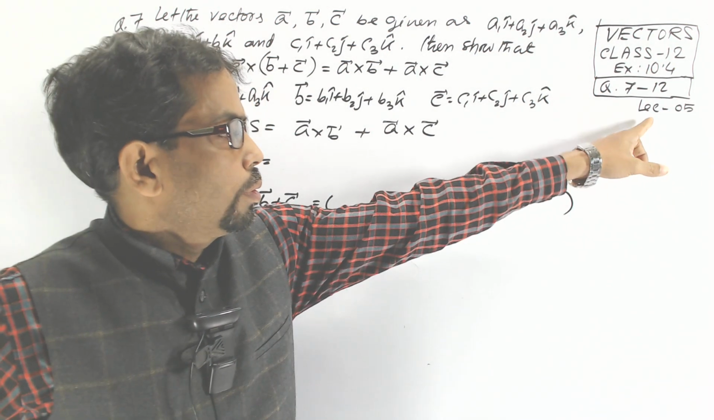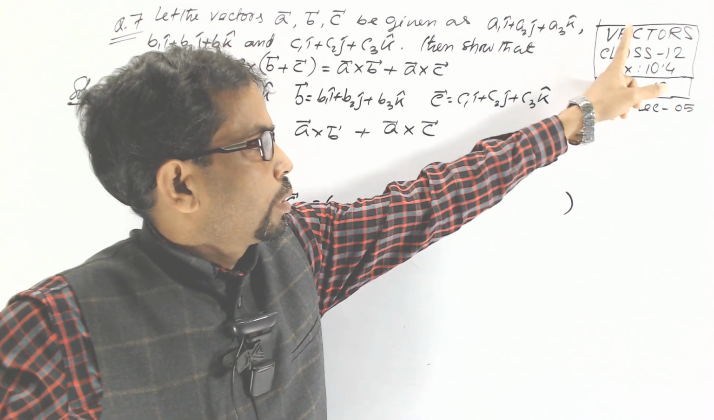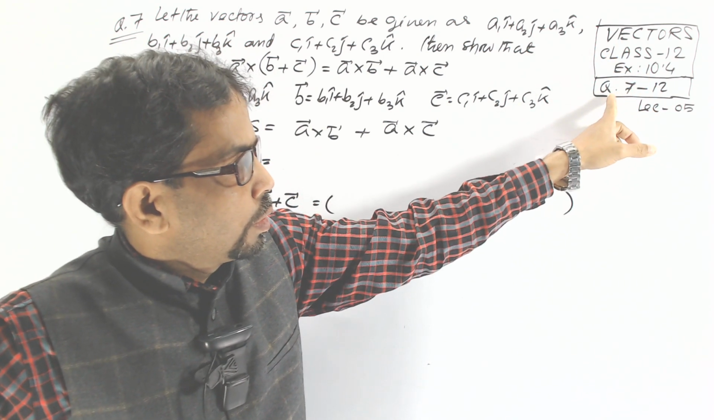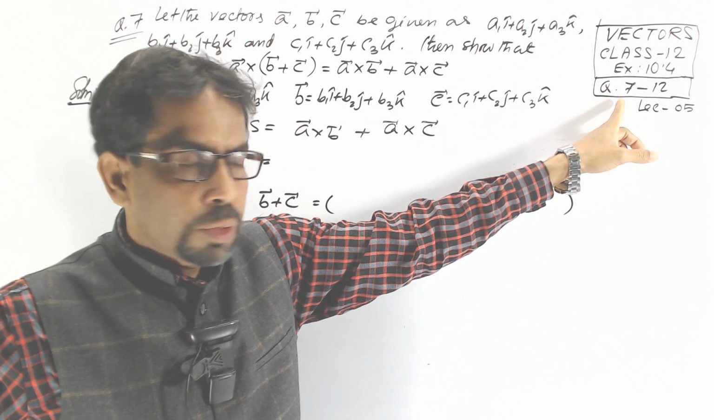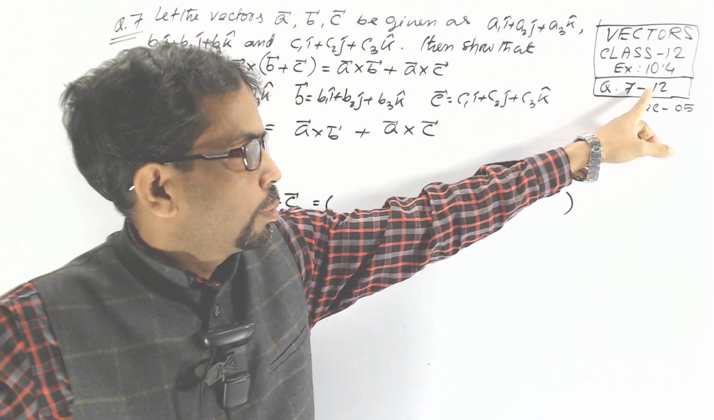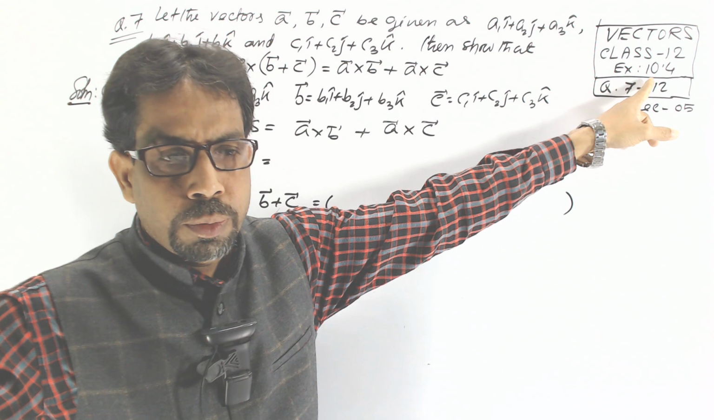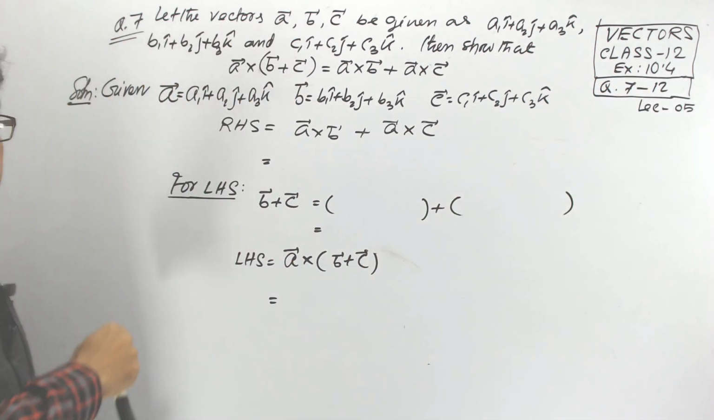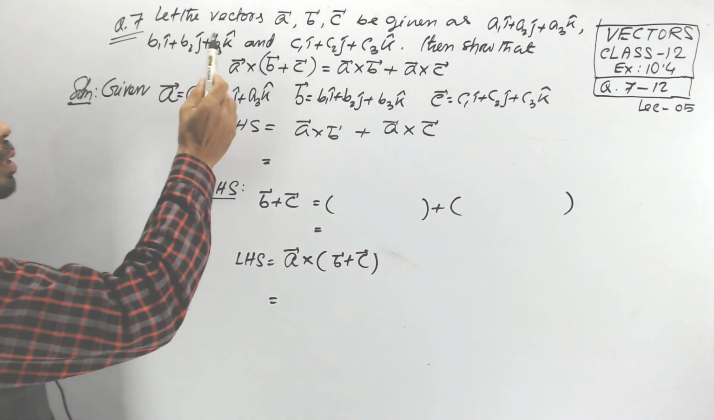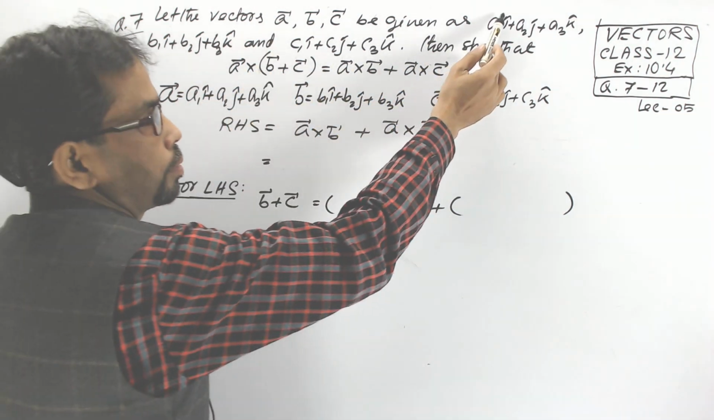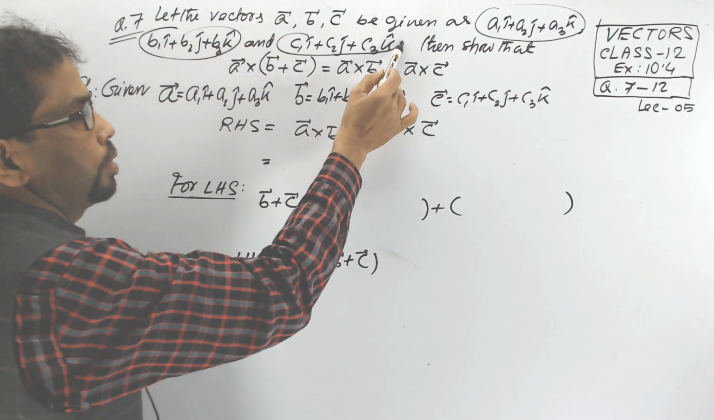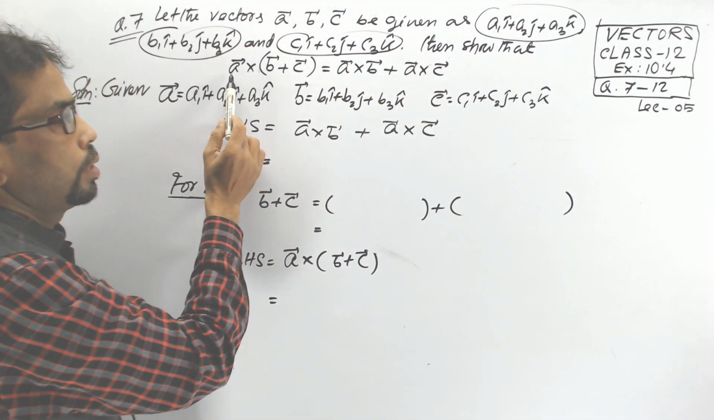This is the fifth lecture on vectors, from class 12 maths exercise 10.4, and this video contains the solution of questions 7 to 12 of exercise 10.4. I am starting with question number 7. Three vectors A, B, C are given. This is vector A, this is vector B, and this is vector C.